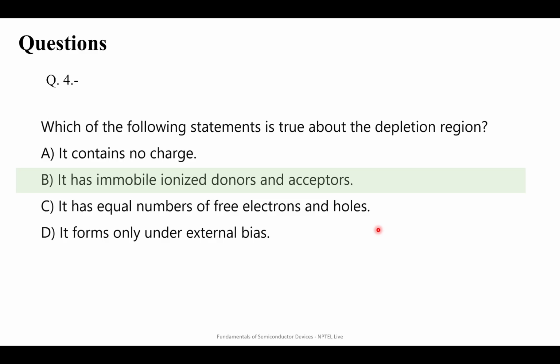The doping that we have done has created these ionized donors and acceptors. In a normal doped semiconductor, you have both the ionized donors and acceptors, which are immobile, as well as electrons and holes, which are mobile. But in the depletion region, the mobile carriers are depleted, so the only things remaining are the immobile ionized donors and acceptors.